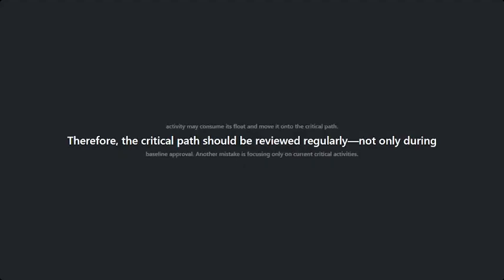The critical path changes throughout the project. A delay to a non-critical activity may consume its float and move it onto the critical path. The critical path should therefore be reviewed regularly, not only during baseline approval.